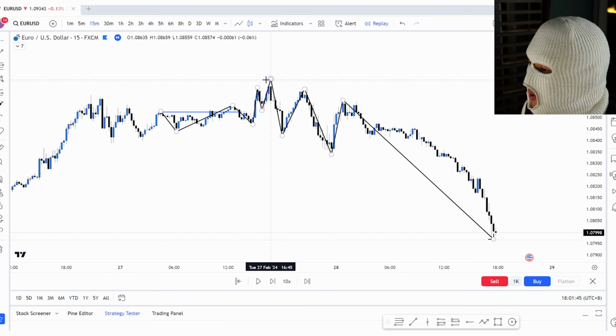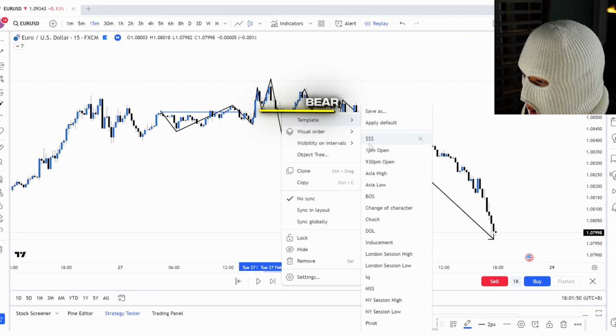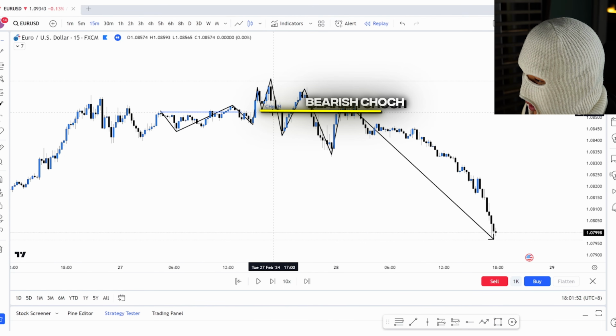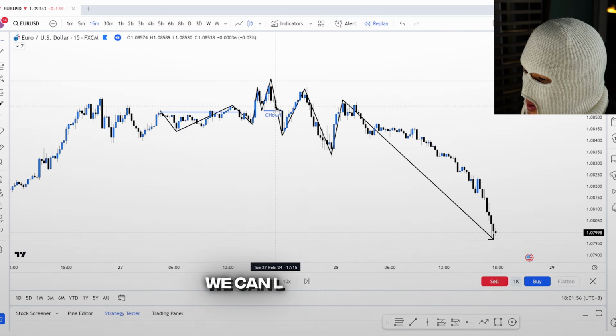If we look at what price did at the very top, price created a higher high followed by a change of character, breaking the most recent higher low with a body candle close. This tells us that the market is about to change direction from bullish to bearish. So that means we can look for sells.